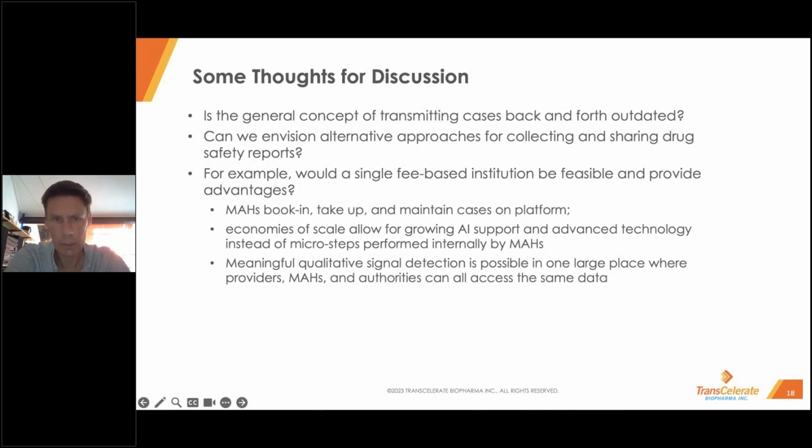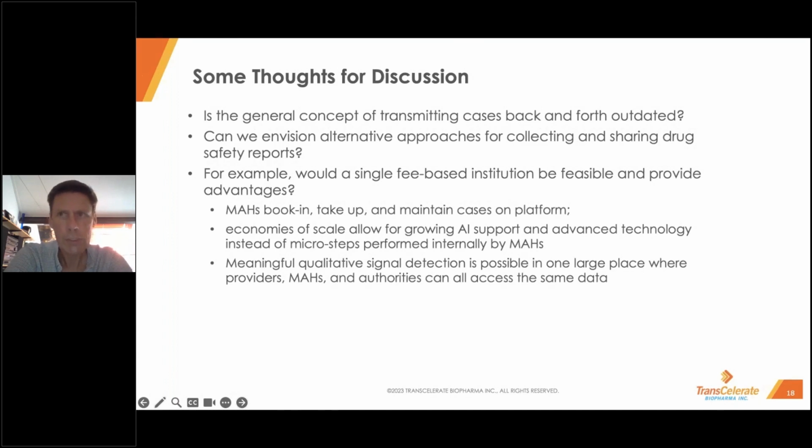So one of the ideas we briefly discussed in the paper is the potential of a single fee-based institution. So the big advantage is that when marketing authorization holders, that are usually the first recipients, they would book in, take up and maintain cases on that platform. The biggest advantage being is there is one canonical version of an ICSR that is available to various parties that of course need the appropriate read, write access, etc., based on their status, whether they be health authorities, partners, or others.